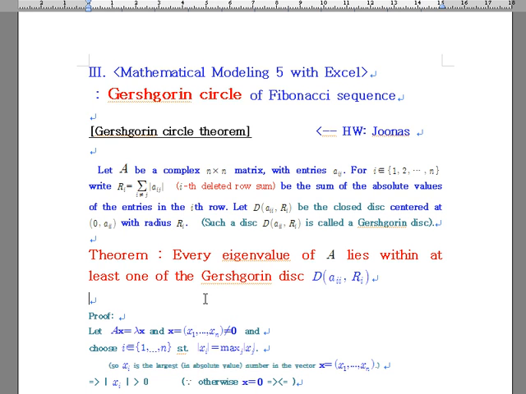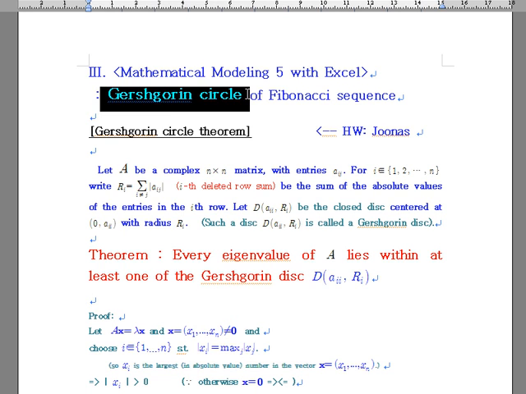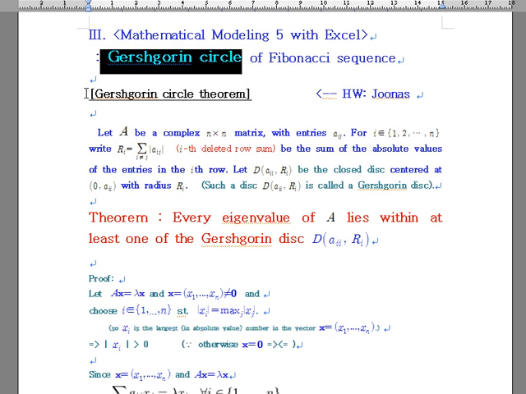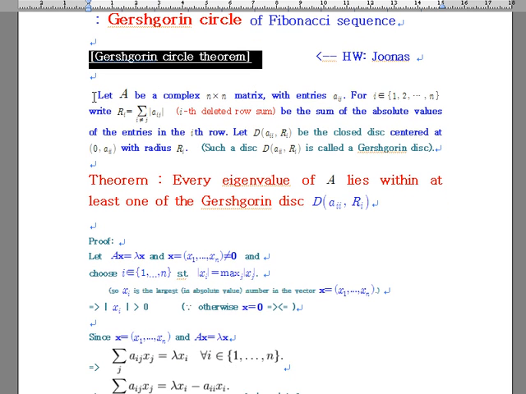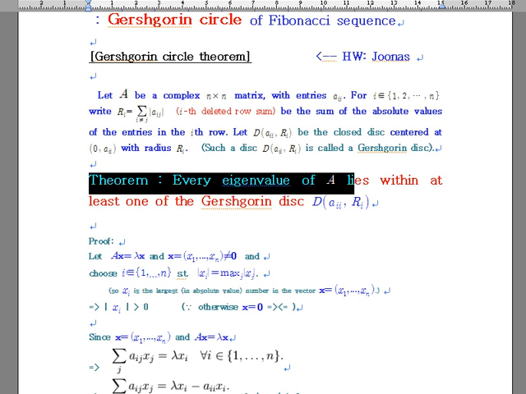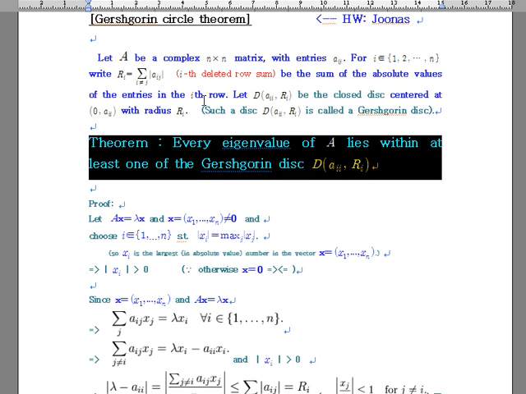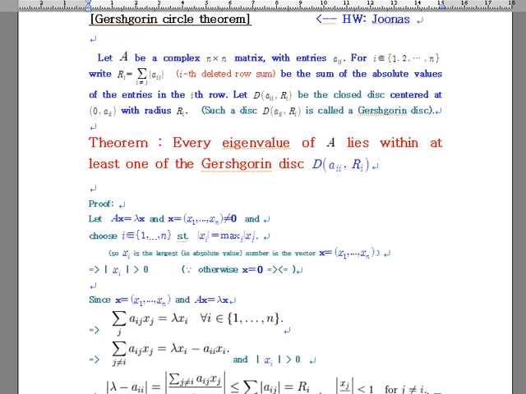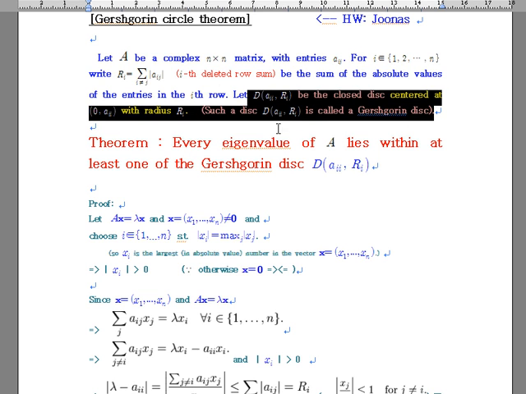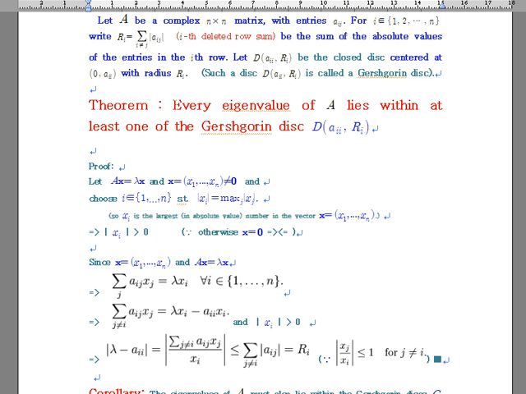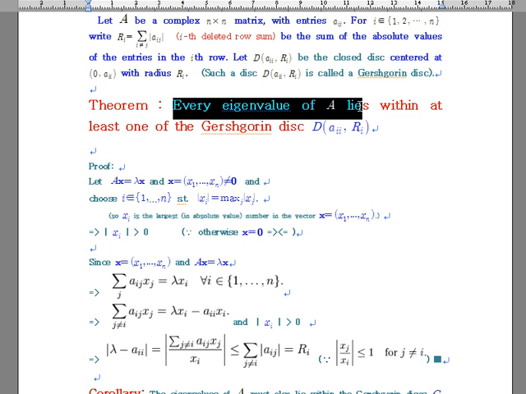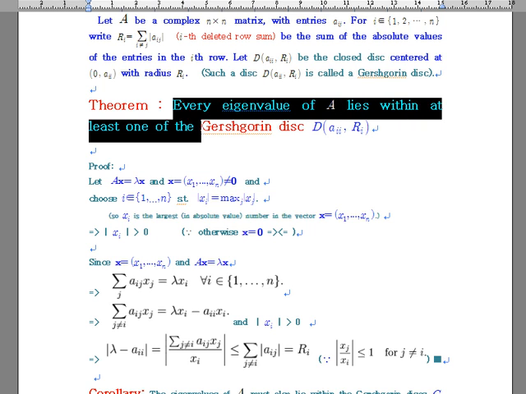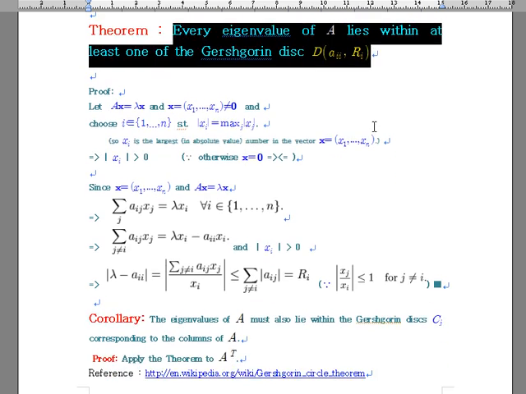In the last lecture, we covered the Gershgorin circle theorem, and we mentioned what the theorem is and its meaning. We gave a brief definition of the complex matrix, the deleted row sum, and the Gershgorin disks. And the theorem said every eigenvalue of A lies within at least one of the Gershgorin disks.